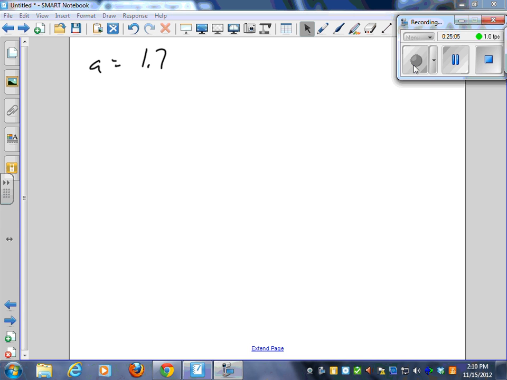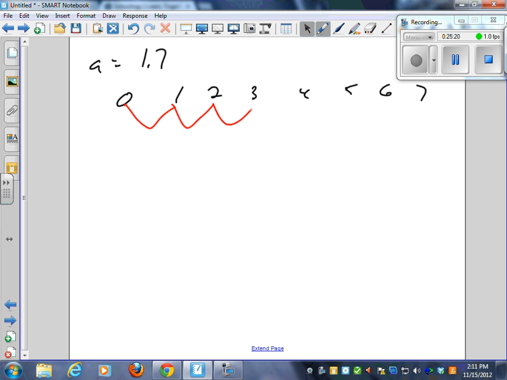Quickly, the bonus. Acceleration is 1.7. How far does it travel during the 7th second? 0, 1, 2, 3, 4, 5, 6, 7. Which is the 7th second? There's the first one, the second one, the third one, the fourth one, the fifth one, the sixth one. The 7th one is between 6 and 7.